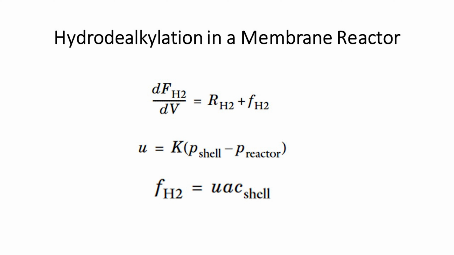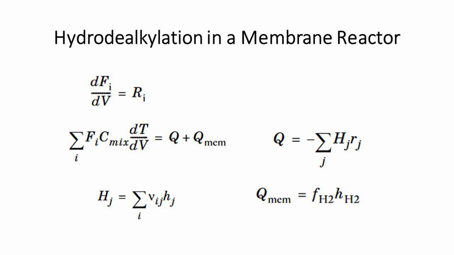Except for hydrogen, the other chemical species in the reactor do not pass through the membrane, and their material balance thus follows a standard plug flow equation as shown here on the screen. The adiabatic energy balance for a reactor is given by this particular expression. In equation 4, C mix represents the mixture reacting system molar heat capacity, and Q represents the heat due to chemical reaction.